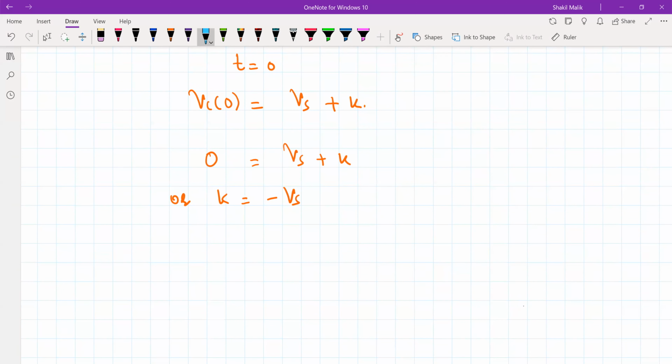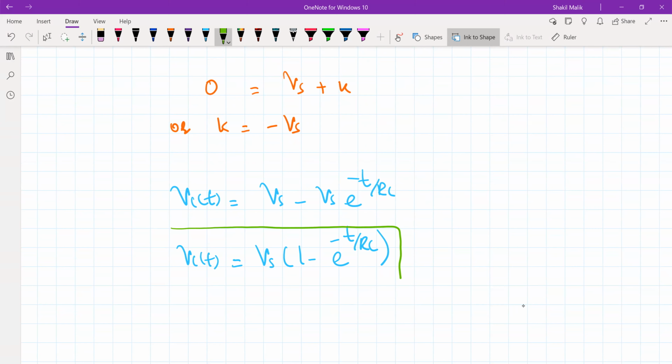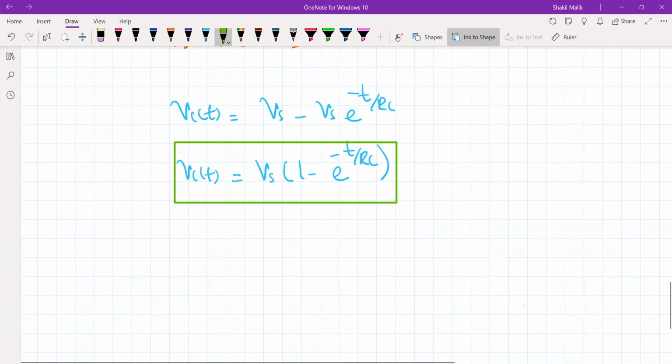We'll get Vc of t is equal to Vs minus Vs e to the power of minus t by RC. So this will be equal to Vs into 1 minus e to the power of minus t by RC. All right. So this is the capacitor voltage for t greater or equal to 0.